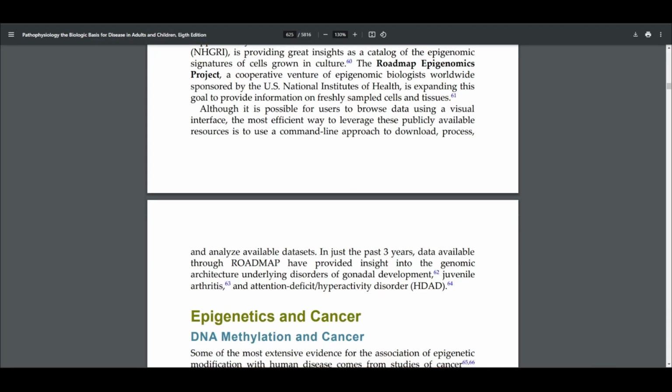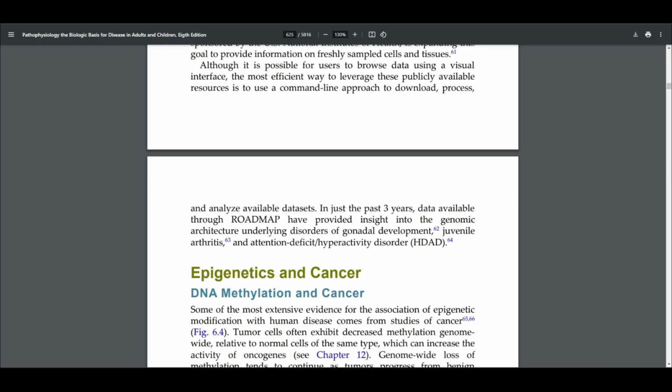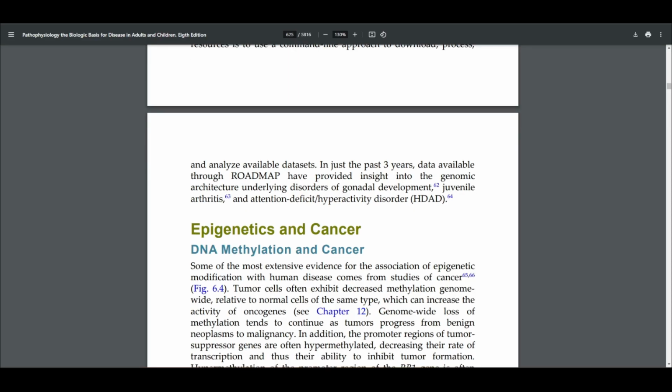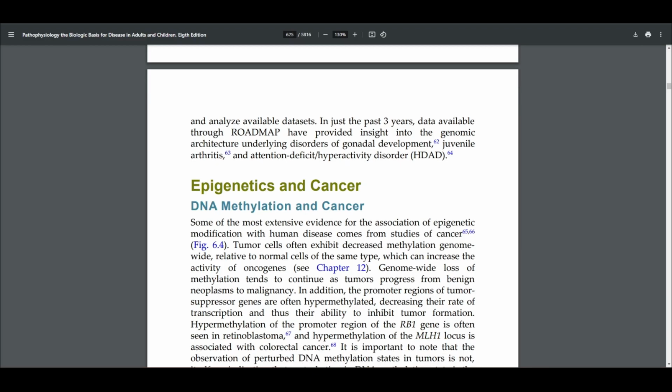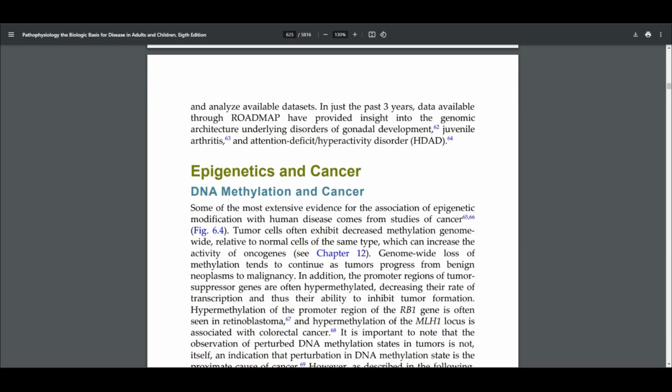Although it is possible for users to browse data using a visual interface, the most efficient way to leverage these publicly available resources is to use a command line approach to download, process, and analyze available datasets. In just the past 3 years, data available through Roadmap have provided insight into the genomic architecture underlying disorders of gonadal development, juvenile arthritis, and attention deficit hyperactivity disorder.